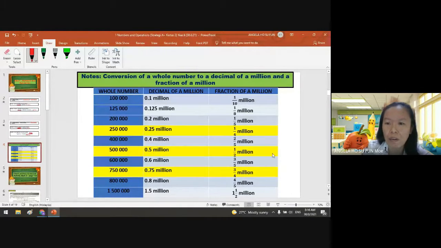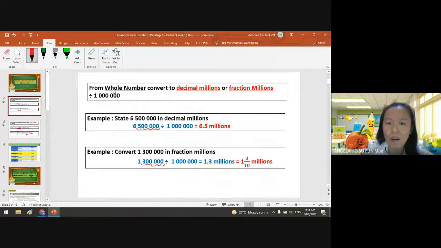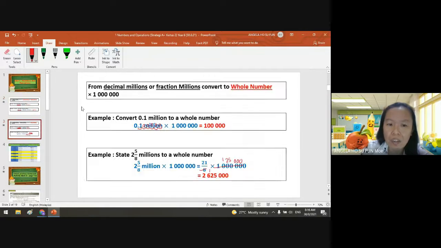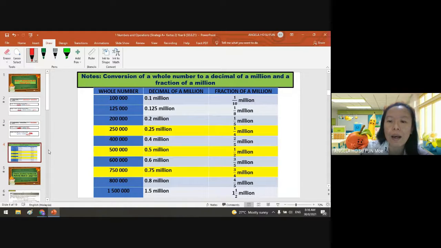But if let's say you forgot already, then you have to use this method: if you want to change a whole number to a decimal and fraction of a million, you have to divide. If you want to change a decimal million and a fraction million to a whole number, you need to multiply. This is the main concept that you should know. This is only a table which I think you should know, and it will make you solve your problems faster.